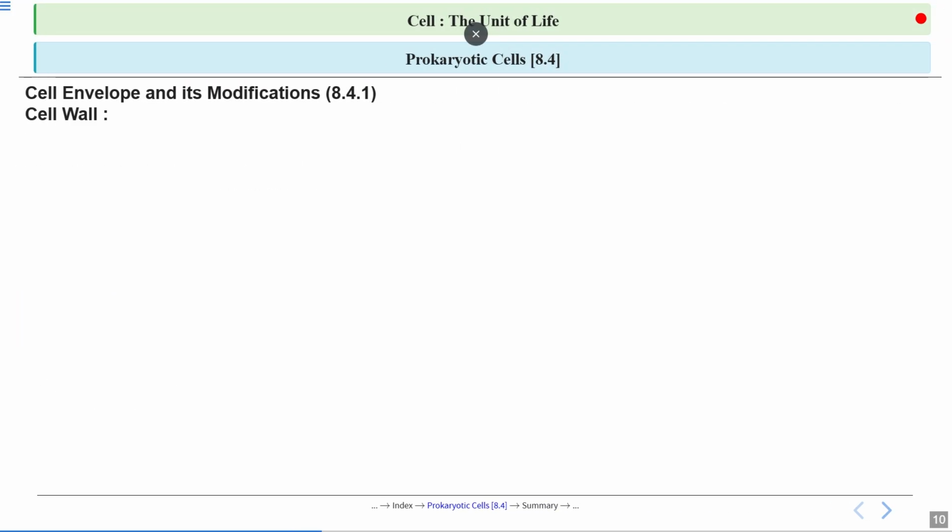Clear? Now let's move on. Let's talk about the cell wall now. The key components and features of the cell wall.